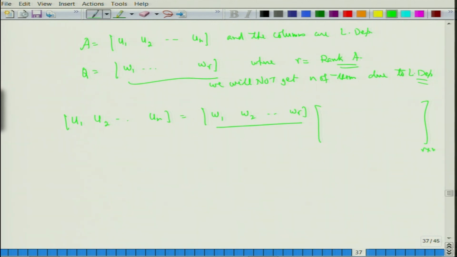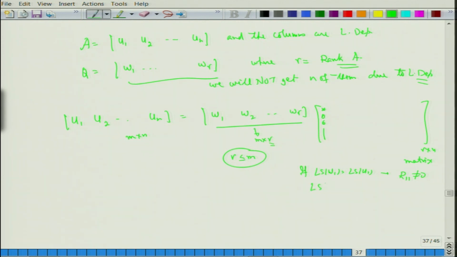So it will be an R cross N matrix. This is starting with an M cross N matrix, so Q is of size M cross R, and R here is less than or equal to M. Depending on this, if the linear span of W1 was equal to the linear span of U1, then I will get a star. So R11 will be non-zero, else it will become 0. Otherwise I will get zeros here.